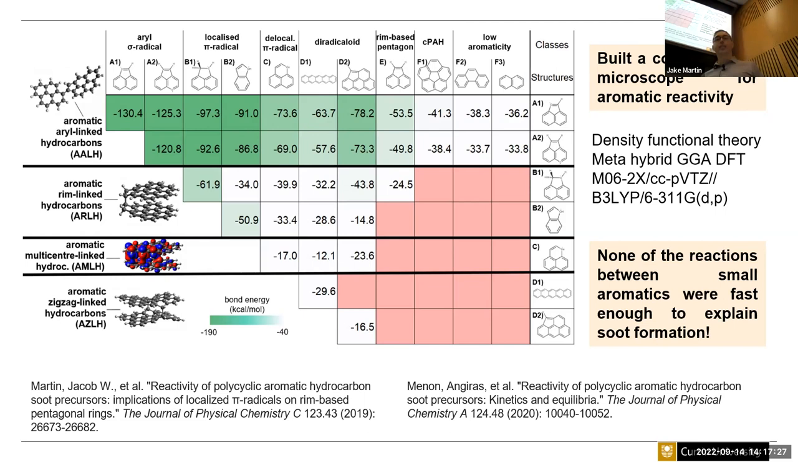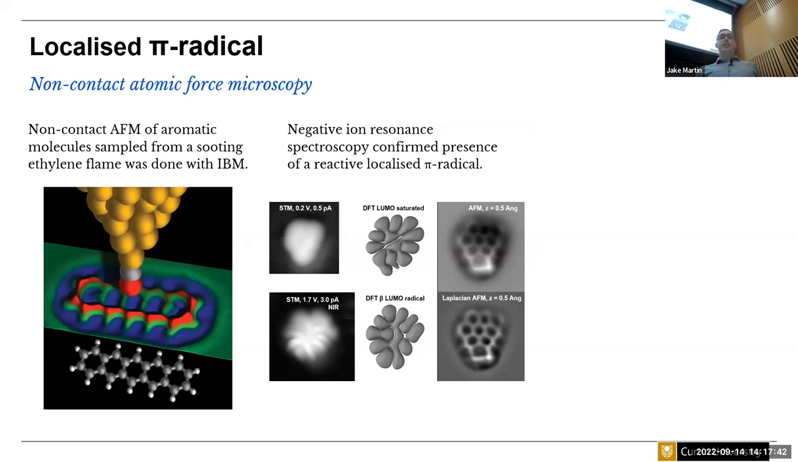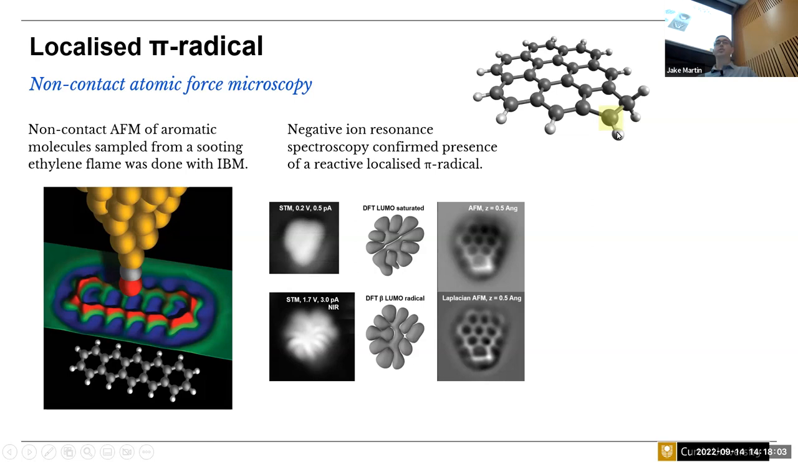But we found some interesting bonds between these radicals. So I worked with IBM to try and see if we could prove that we did in fact have some localized pi radicals. What we did there is we used a scanning tunneling microscope and biased the tip, and we're able to image directly, using negative ion resonance spectroscopy, the localized state. And that's for this molecule here. It's got two hydrogens here and one hydrogen here. And this site, if you look at the LUMO, does match a localized state at the edge.